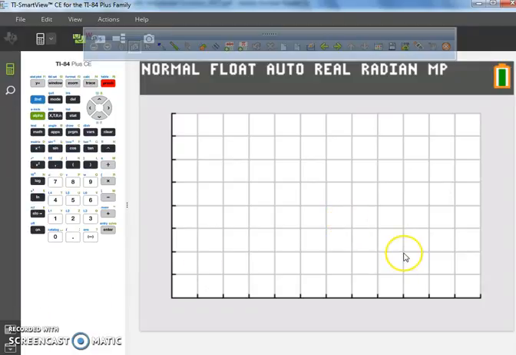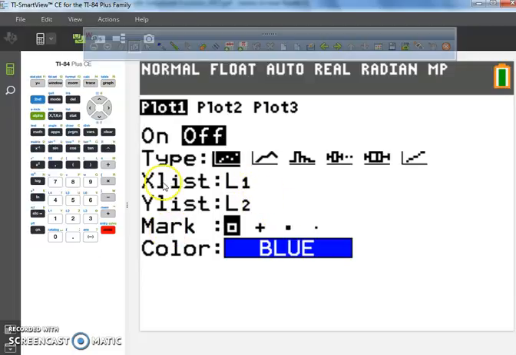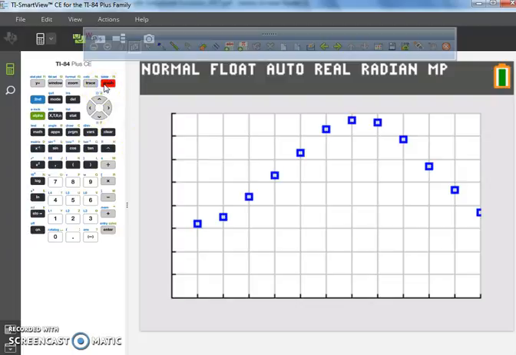All right, so now we're going to actually plot the points. Go to second, y equals, we're actually going to turn our stat plot on. Since we typed all those numbers in L1 and L2, press enter. Notice right here, what does it say our X list is? L1. What is our Y list? L2. We're going to turn it from off to on, so press enter so that it's blinking on. Now hit graph. Ta-da!